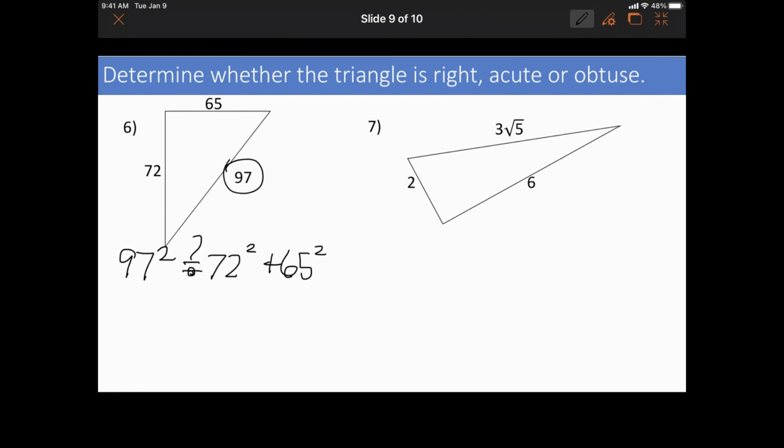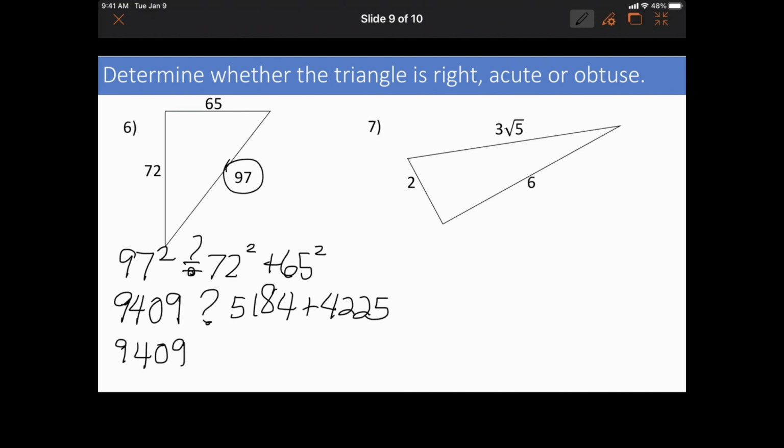So using my calculator, I'm still showing my work. Okay, are they equal? So this is that. If I add them together, I get this. So yes, they are equal. So what can I conclude? Well, they're equal, then it's a right triangle.